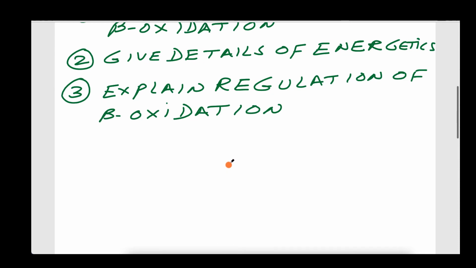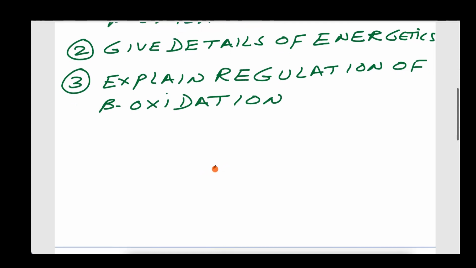Okay, as I said, what is beta oxidation? Beta oxidation: in the fatty acid, at the beta carbon, oxidation takes place, leaving a two carbon molecule. So that is a successive oxidation of long chain or medium chain fatty acids. In this session, we'll be discussing even chain fatty acids.